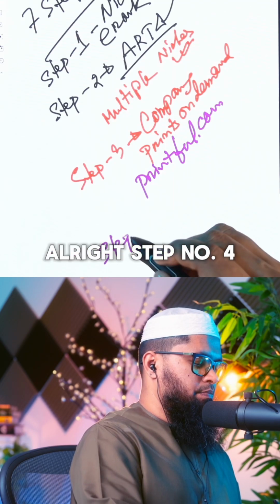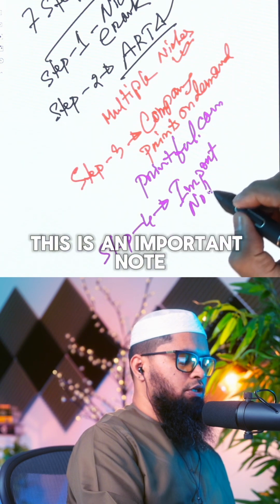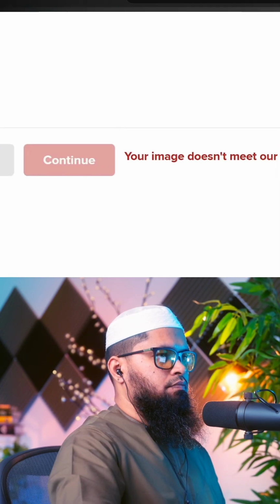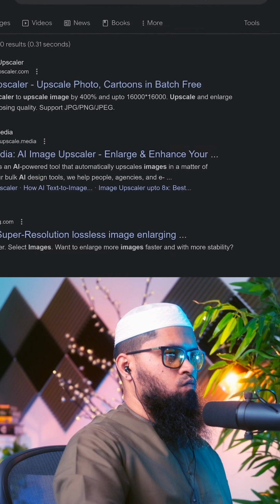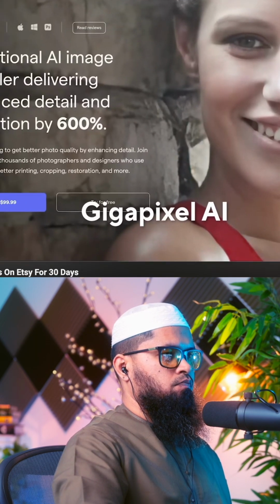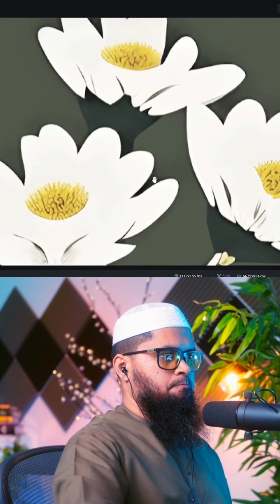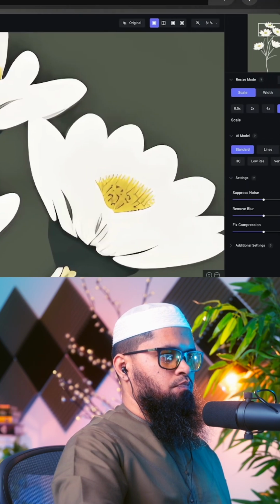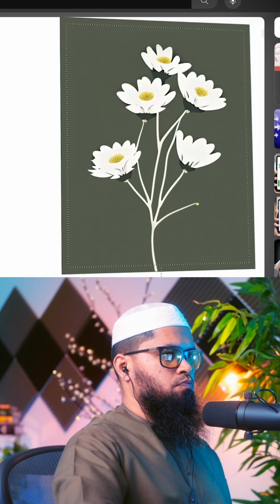All right, step number 4. This is an important note. Don't forget, most AI art generators output images at low resolutions, around 500 to 1,000 pixels wide. If I want to print my images big, I'm going to need to upscale them. There are a ton of paid and free AI image upscalers out there. I'll be using Gigapixel AI. It can upscale images up to 6 times its original resolution by using AI to fill in the missing details. My AI art is ready to be uploaded to Printful.